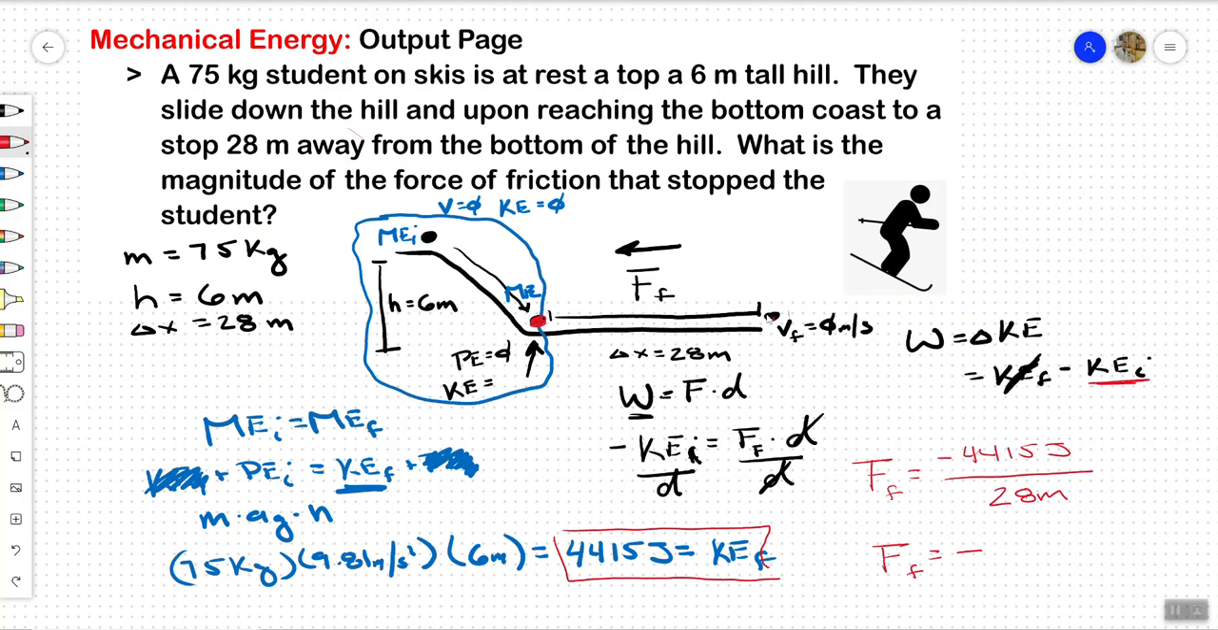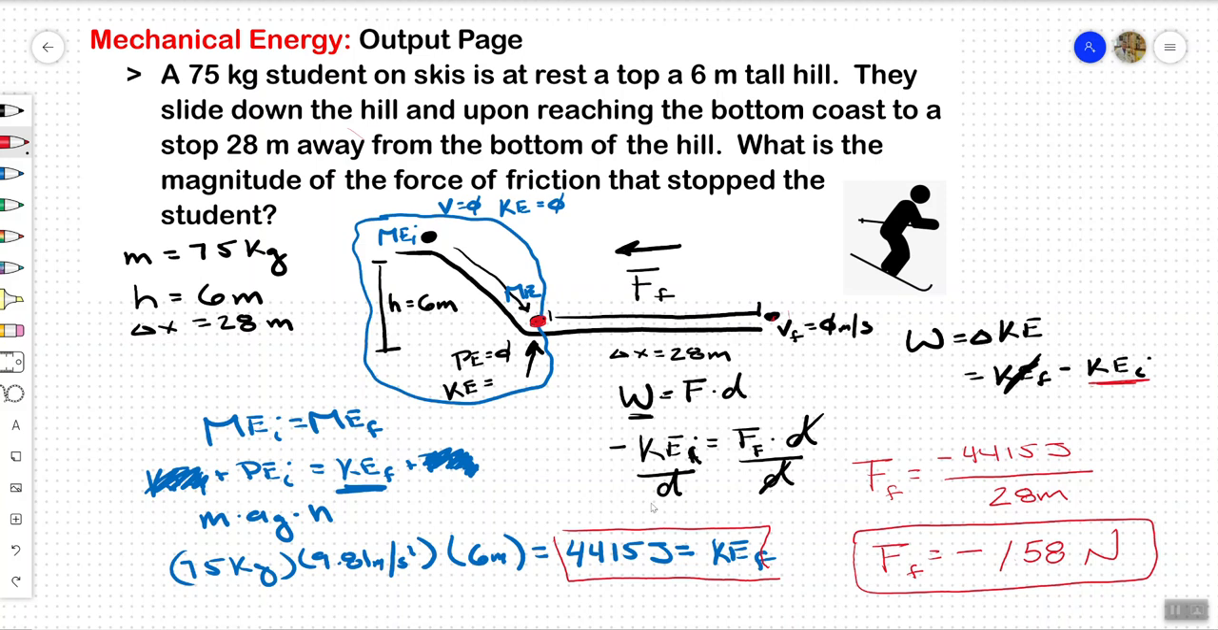Their displacement is to the right, and their force of friction is to the left. So if my force of friction is to the left, then I should get a negative number. So that's good. And then if I take that 4,415 divided by 28 meters, I get a negative 158 newtons. So it looks like the force of friction between the snow or ice and their skis was 158 newtons to the left, and that is the force that slows them down.